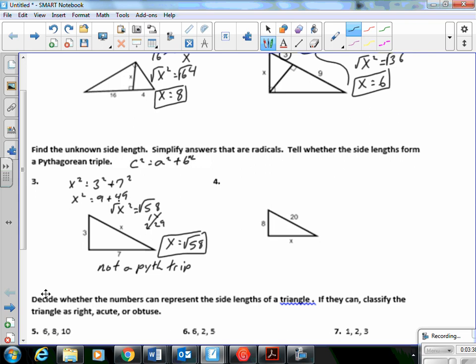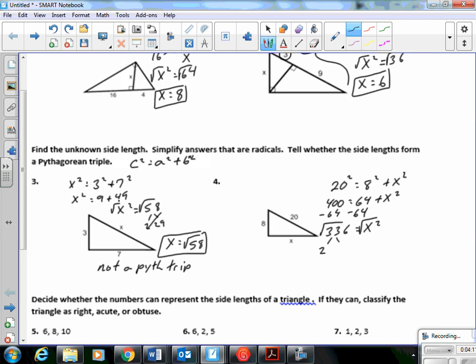All right, so then number 4, 20 would be the c. So 20 squared is going to equal 8 squared plus x squared, or 400 equals 64 plus x squared. Subtract that 64 from both sides, and 336 is going to equal our x squared, and then we take the square root and simplify the 336 if we can.